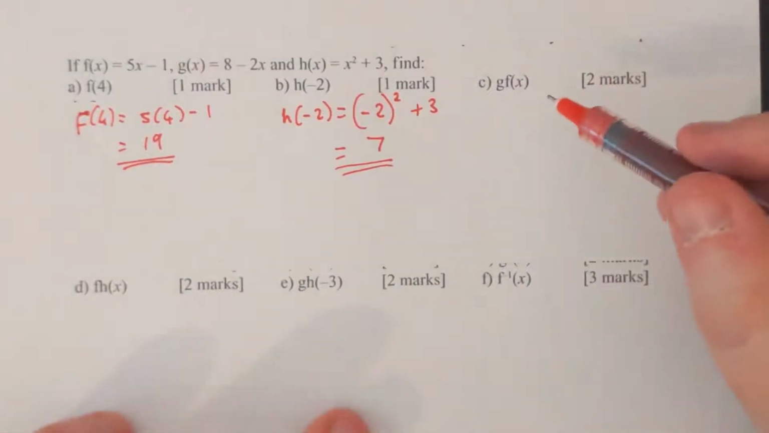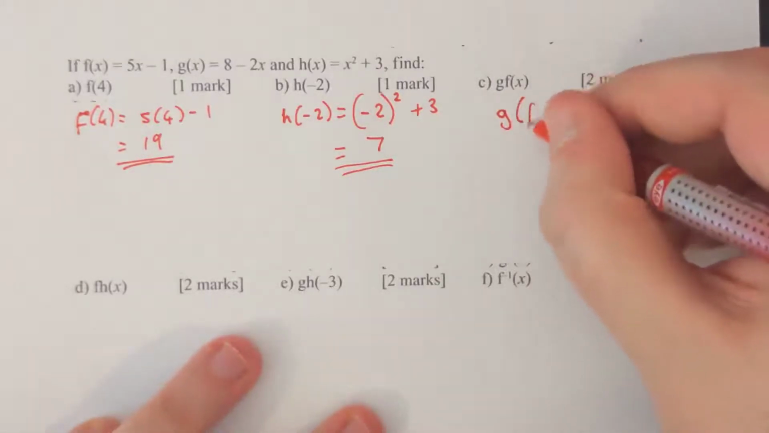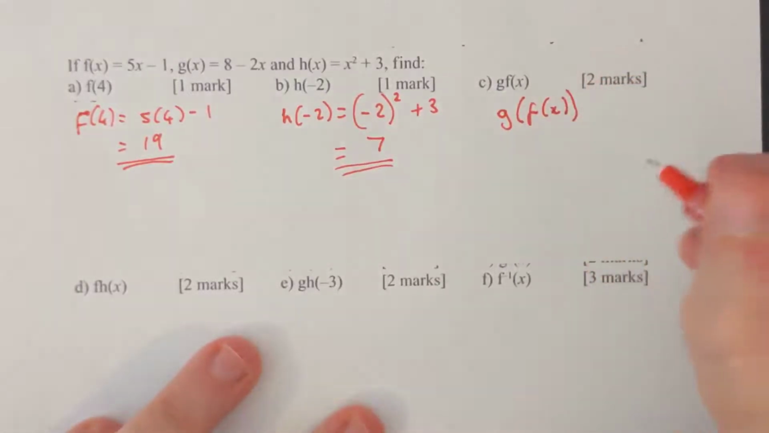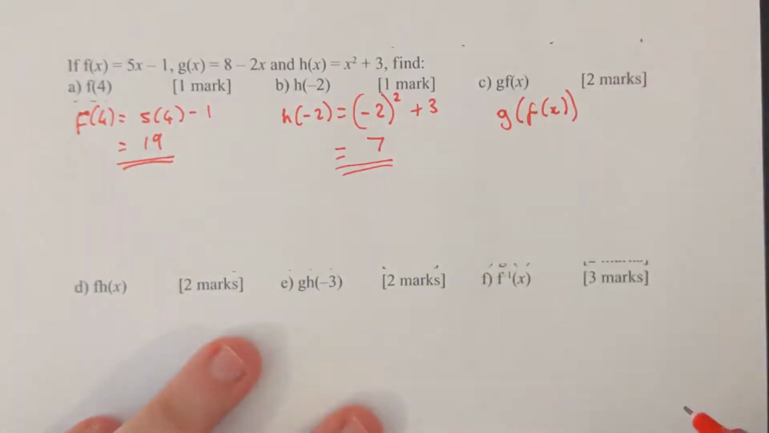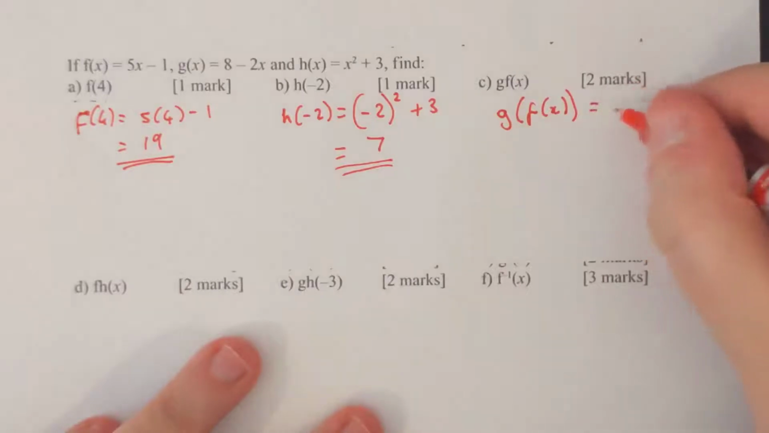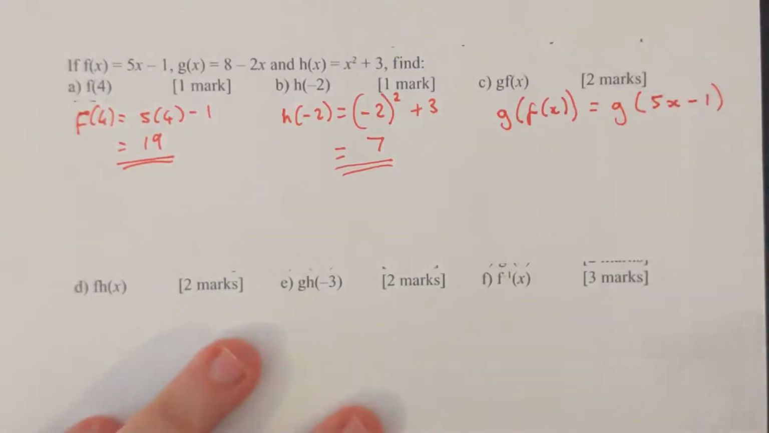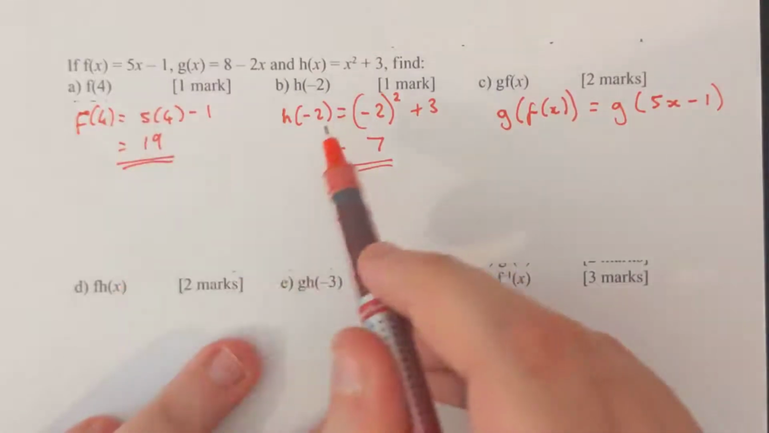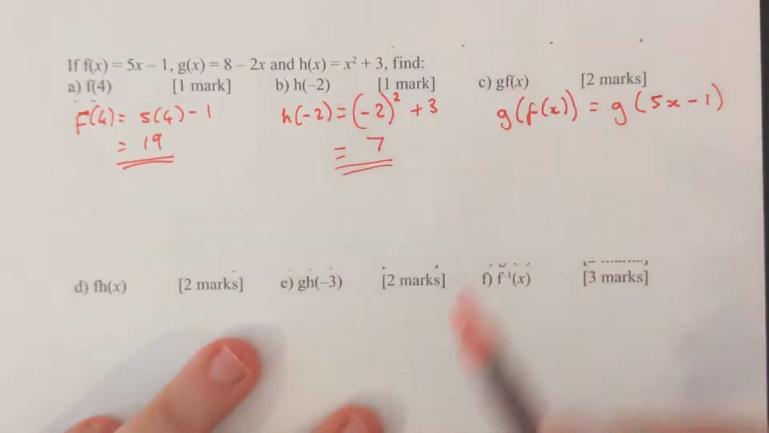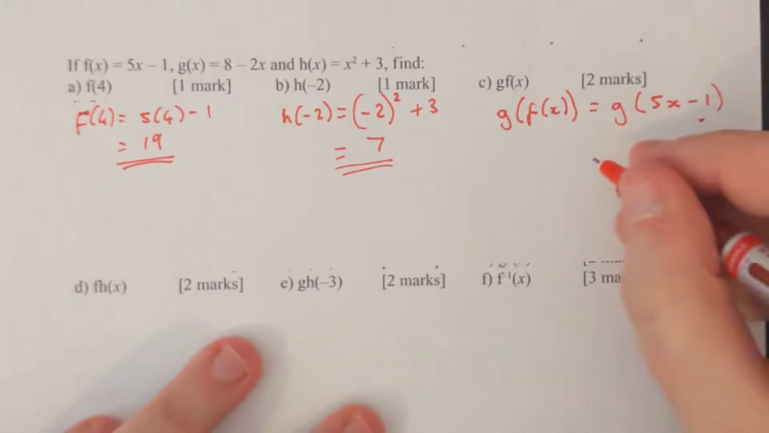Third is a composite function, g of f of x. I can write that slightly more helpfully as g of f of x. In other words, I do f of x first, and then I do g of that result. So in this case, that is g of, and then f of x is 5x minus 1. And just like before, when I knew x was equal to 4, I just replaced all my x's with 4. When I knew it was minus 2, I replaced all my x's with minus 2. Here, I'm going to replace all of my x's with 5x minus 1.